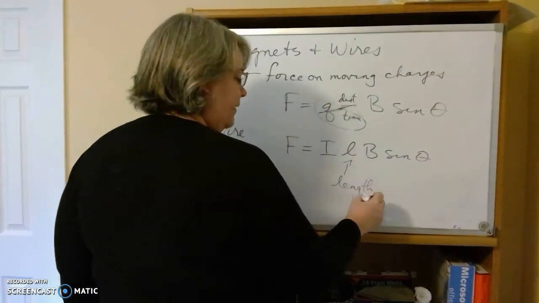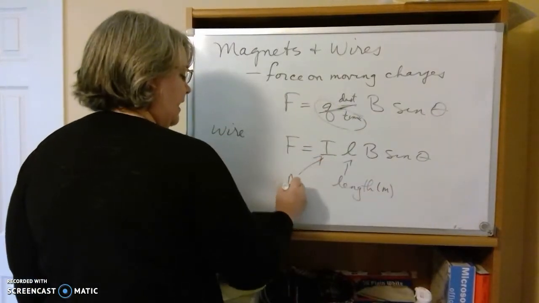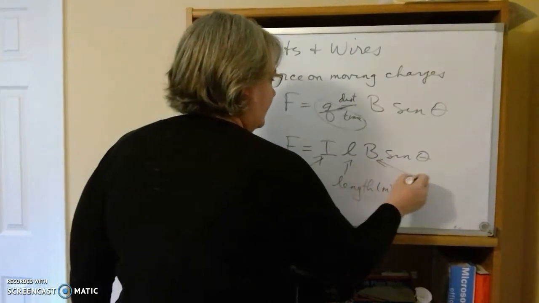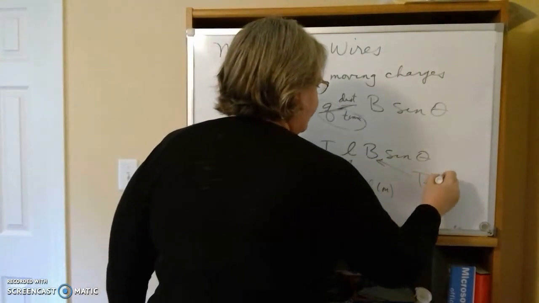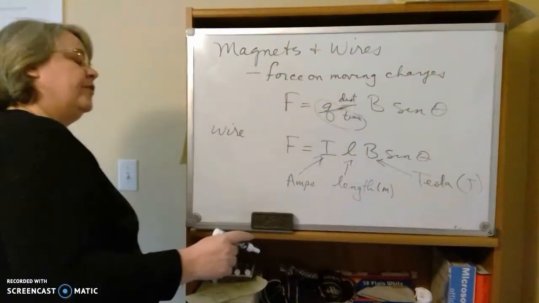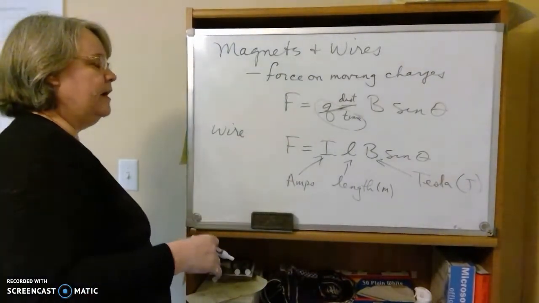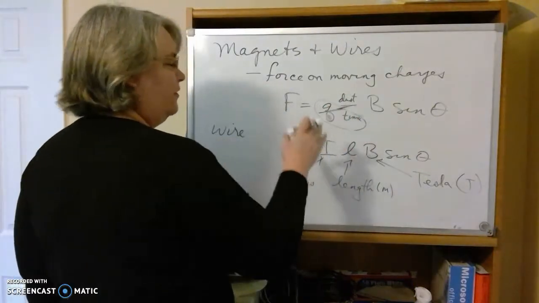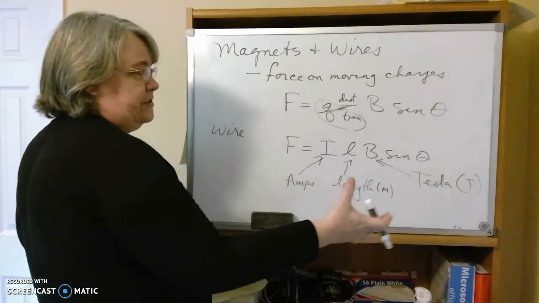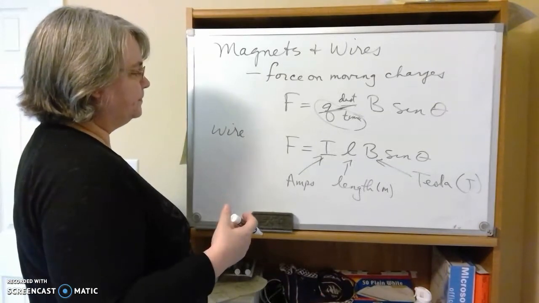So the length of the wire in meters, the current in amps, and B in Tesla, which is capital T. Okay, so it's the same but rearranged. Instead of having QV, we have IL, and the only difference is the time is underneath in the fraction.